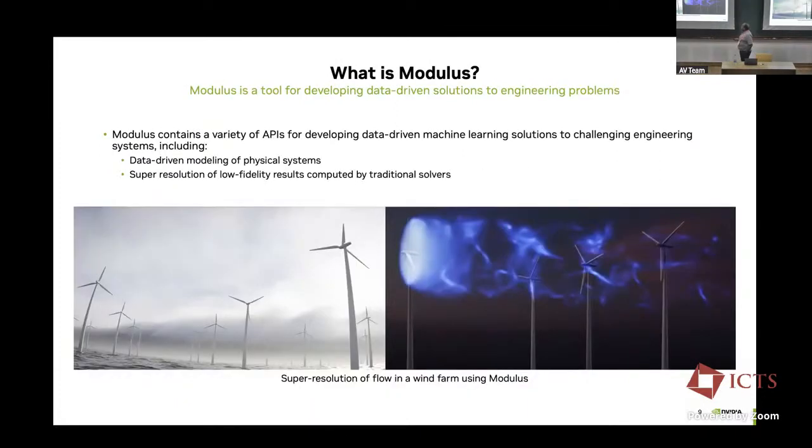And it also has APIs to develop data-driven machine learning, and discretized machine learning also is there. I mean, you can take the discretized grids and all that also. And you can also have super resolution from the low fidelity results.